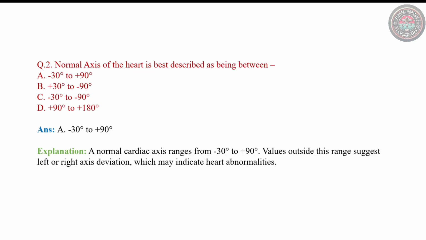What is the normal axis of the heart? The correct answer is between minus 30 degrees and plus 90 degrees. A normal cardiac axis falls within this range, indicating a well-balanced depolarization of both ventricles. Deviations beyond this range suggest conditions such as left axis deviation, right axis deviation, or extreme axis deviation, each of which has specific clinical implications.